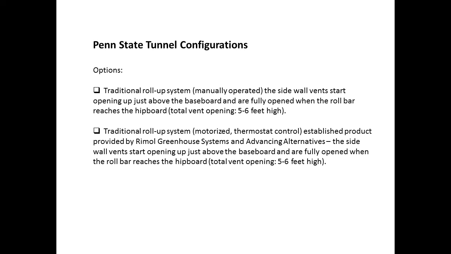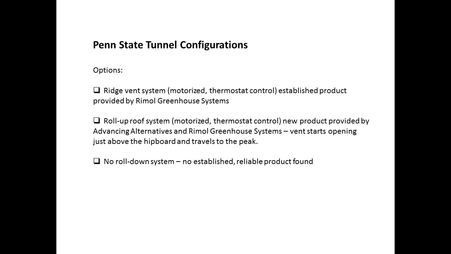And then we have 2 structures that have a traditional roll-up system that is motorized, thermostatically controlled, and solar powered. That was provided by us in Advancing Alternatives. The sides, again, they start to open above the baseboard, then they're fully open 5 or 6 feet high up to a hip board. We also installed a ridge vent system. That's our standard ridge vent. It's approximately 3 feet of an opening.